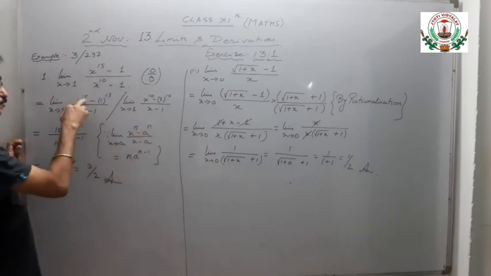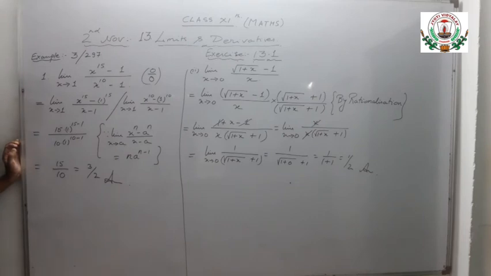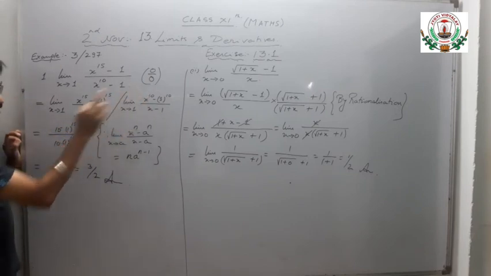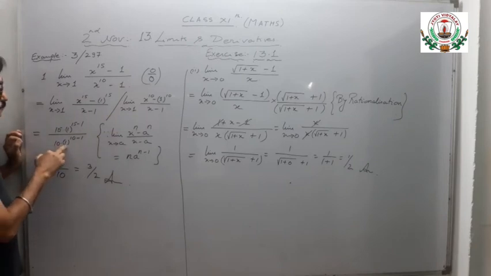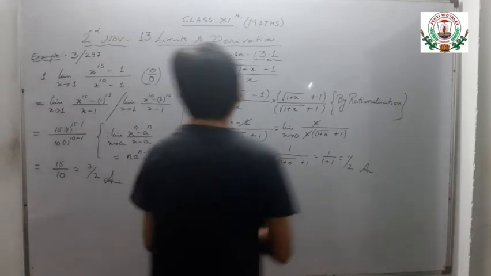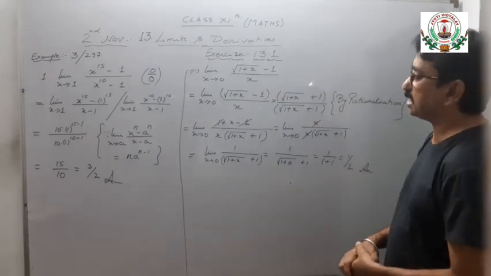So here the value of n is 15 and here the value of n is 10. So we can apply this formula: n that is 15, a that is 1 to the power n minus 1, 15 minus 1; here n is 10, a is 1 power n minus 1, 10 minus 1. So 15 upon 10, that will become 3 by 2. Now the second, limit x tends to 0, under root 1 plus x minus 1 upon x.